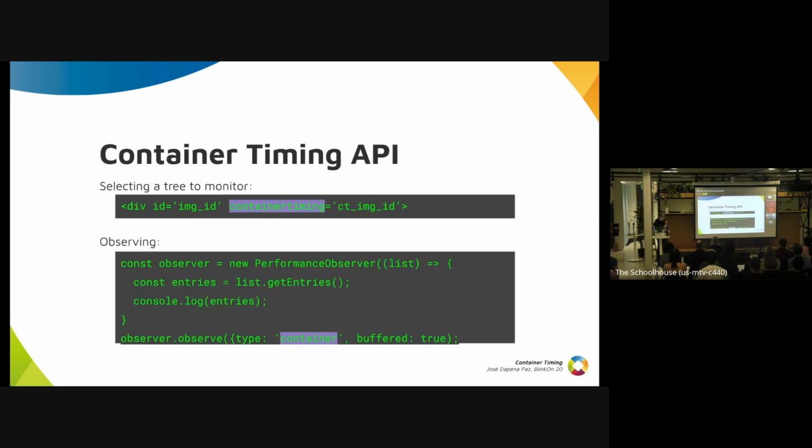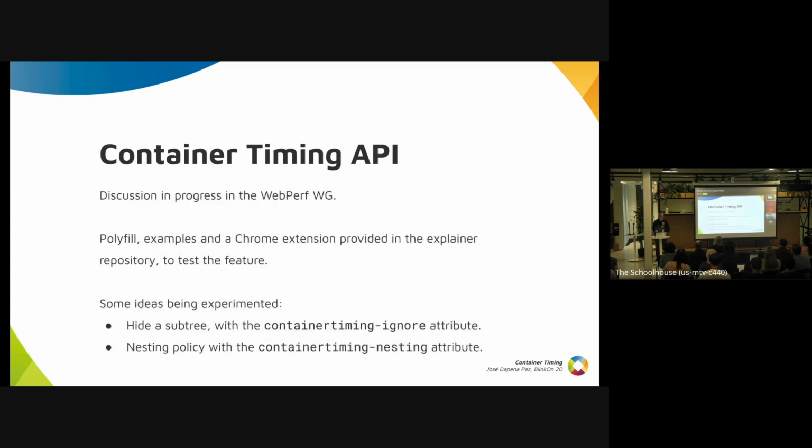Well, this is how it looks like for using it. We put the container timing attribute on the element we're interested in, and we can use the performance observer to register for a container type of event. Discussion is in progress right now in the web perf working group. We have an explainer that has a polyfill, some examples, and a Chrome extension for playing with the feature.